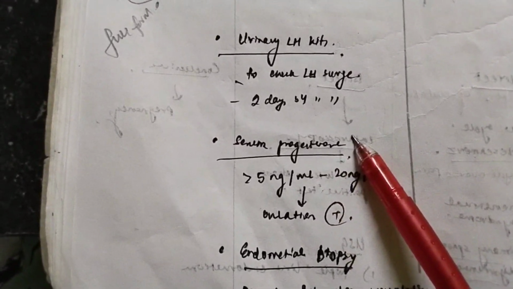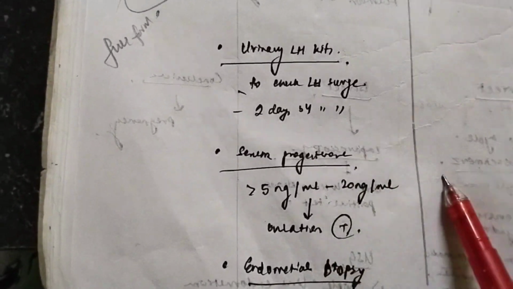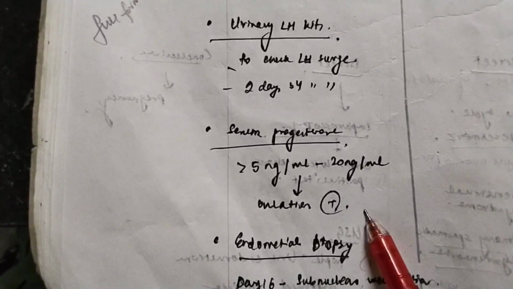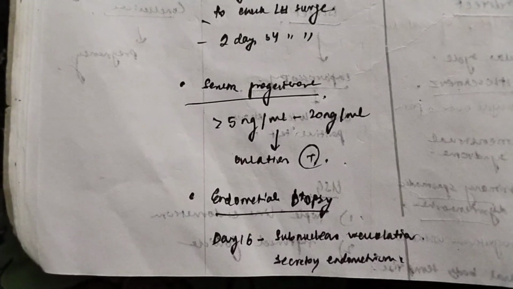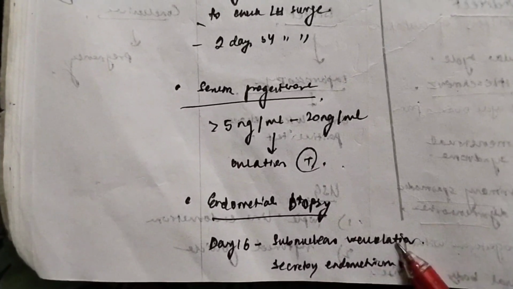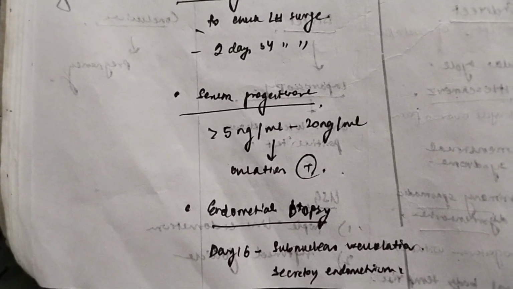Now you have to check the serum progesterone level. If it is more than 5 nanogram per ml and it can go up to 20 nanogram per ml, that means ovulation is present. And finally, the indirect marker is endometrial biopsy, which is done on day 16 to look for secretory endometrium and subnuclear vacuolation.